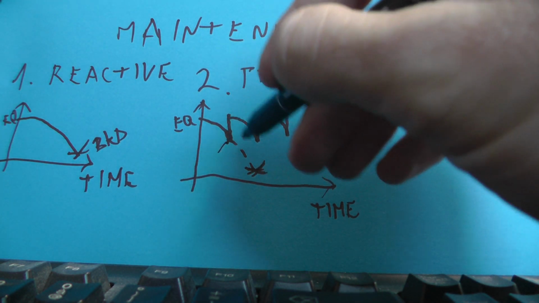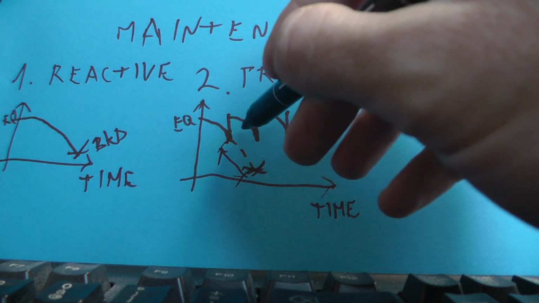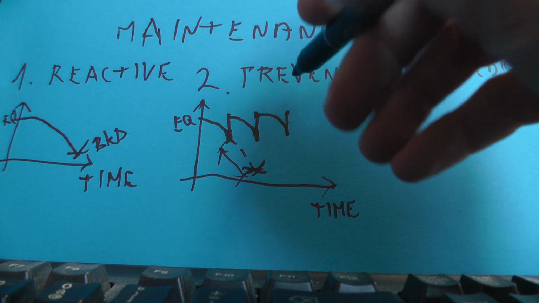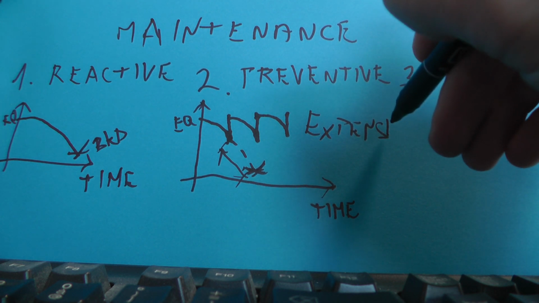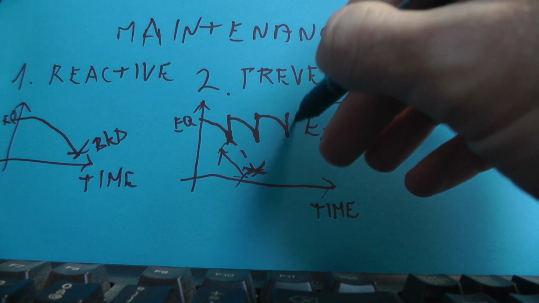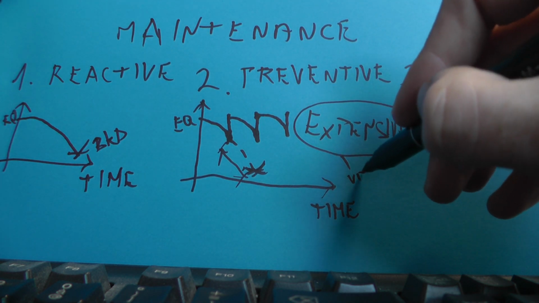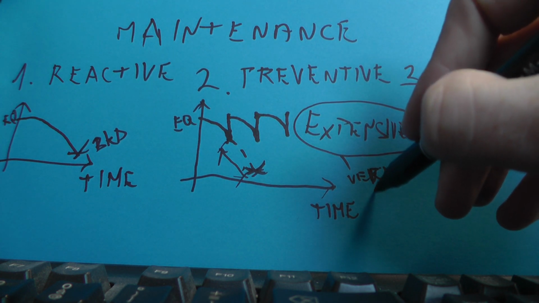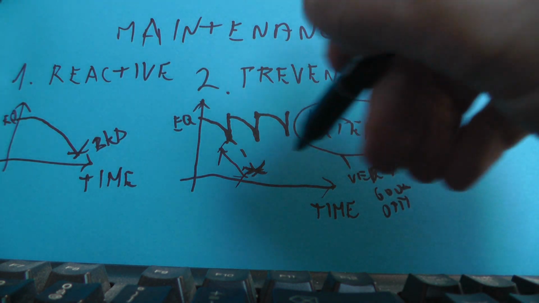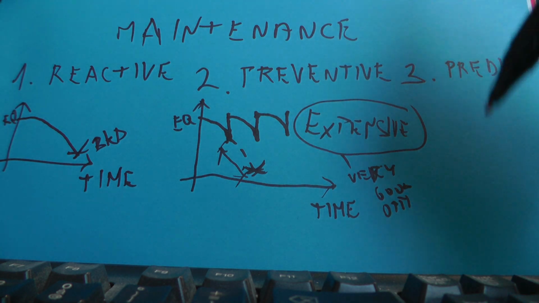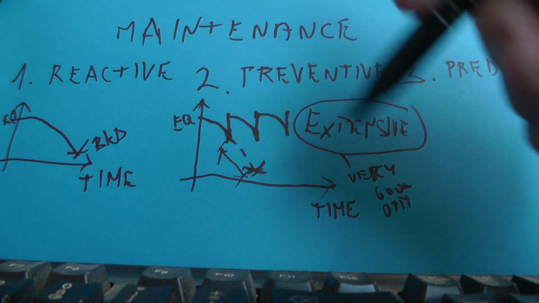But this time is too long, and sometimes this form of preventive maintenance is very expensive. Because this is about very good optimization. You have to find the optimum, which you can see in my video.